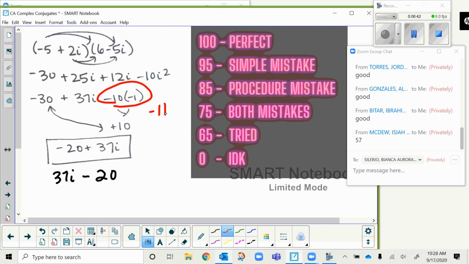If you did both kinds of mistakes, that's a 75. If you really didn't know what to do, but you did try, it's a 65. And if you consider yourself like you would have put IDK on this paper and turned it into me, that's a 0. But if you tried something, that's a 65.